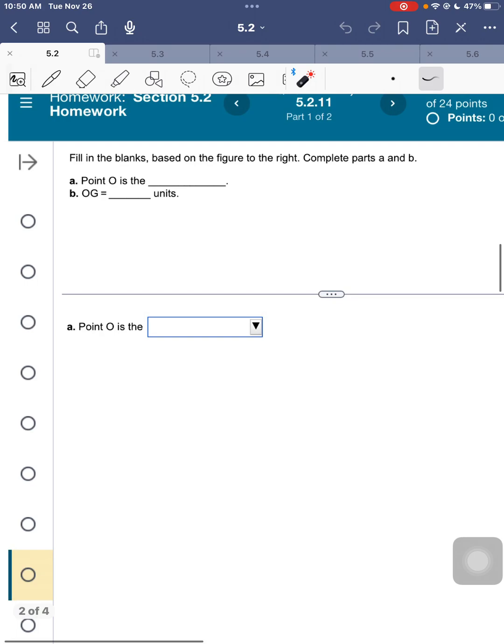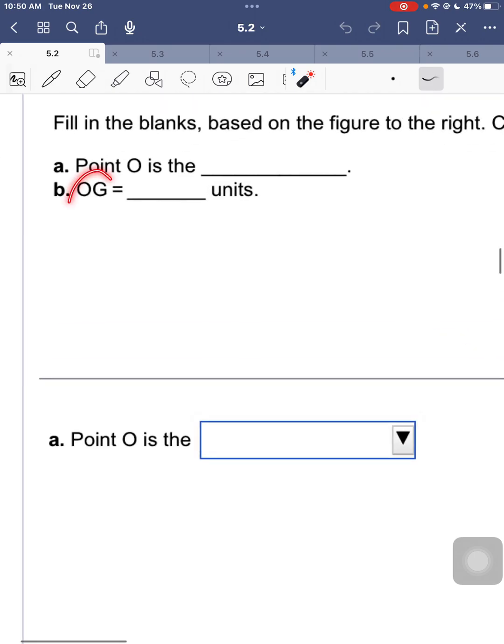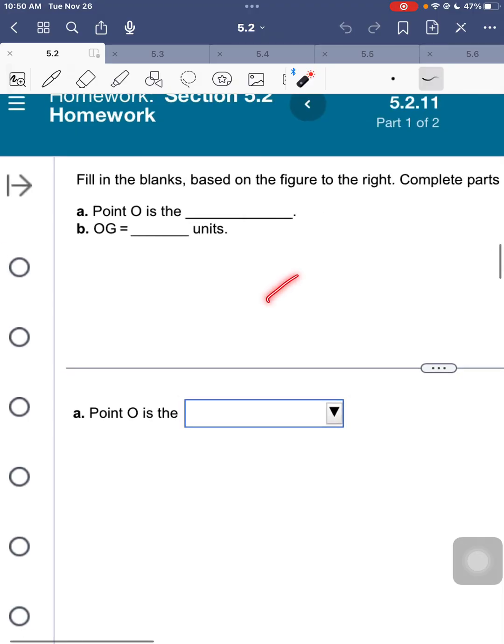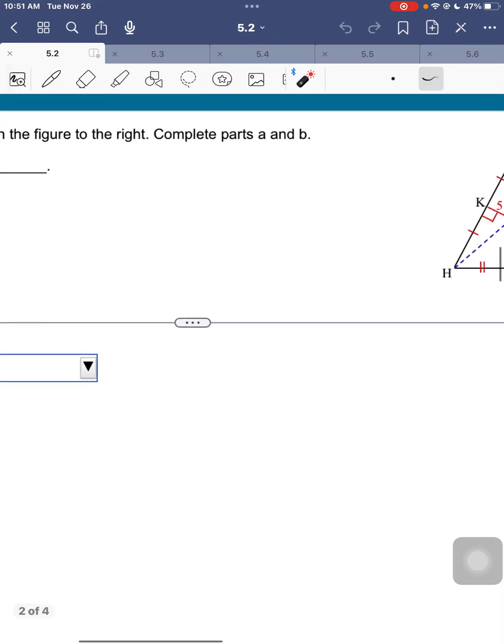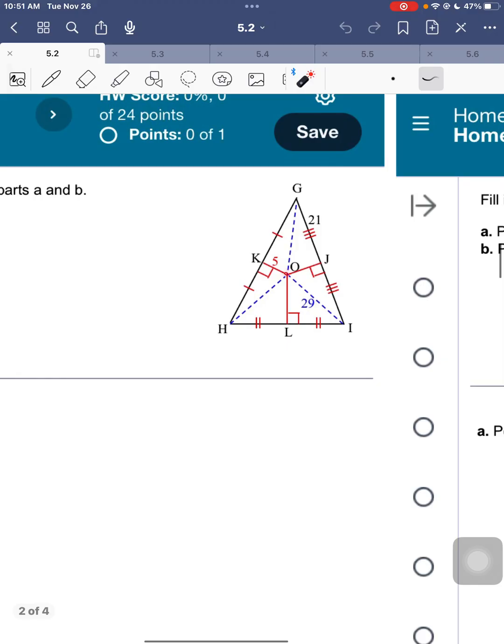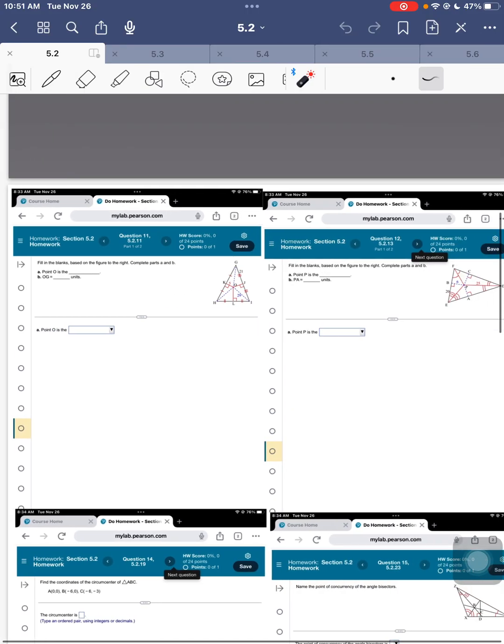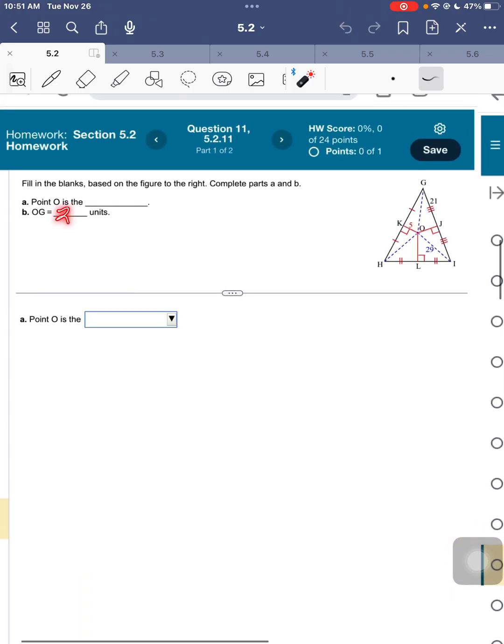And OG, I'm looking here because I can't click on this. This is my GoodNotes app so I can write and stuff. My OG is a line segment starting from the circumcenter to the vertex of the triangle. So I know it's equidistant to OI. So this is 29. So my answer will be 29 over here.